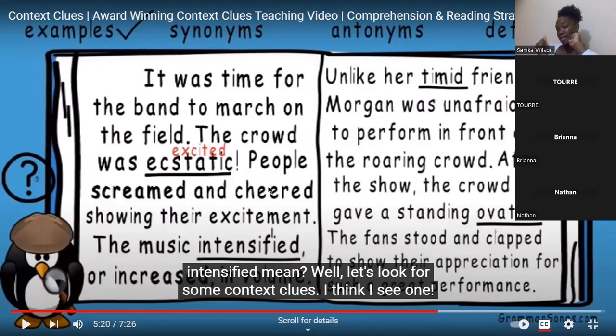Correct. Brianna, Nathan, what's the answer? Miss, what was the question? I was asking the type of context clue that was used in the section there. The music intensified or increased in volume. Which of the 5 context clues was used? Synonyms, Miss. Is that your final answer, Nathan? Yes, Miss. Thank you, Nathan. Let's hear from Brianna.